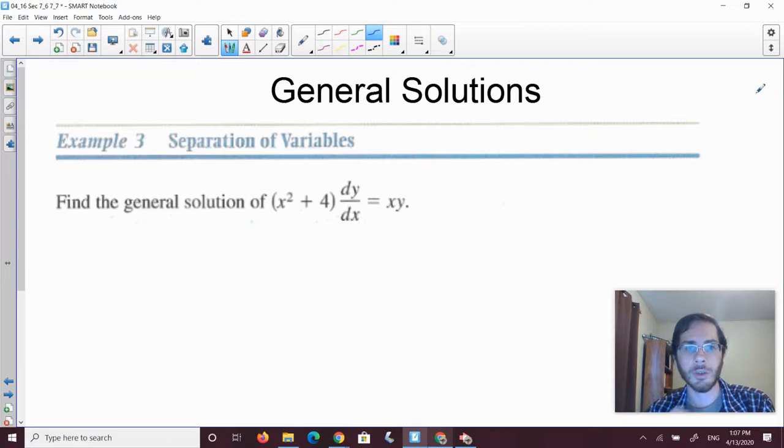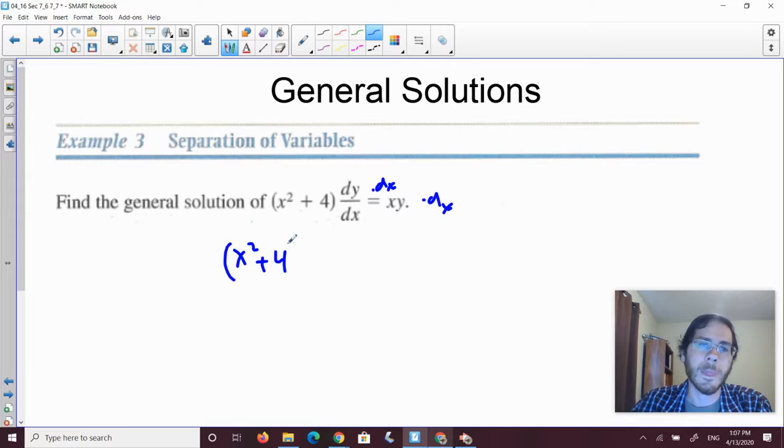So to find the general solution, again, we want to use separation of variables because we see we've got x's and y's. You might think, I'm not sure which side I want to put the y's on. It looks like it'd be easier to move the x's over to this side. But the thing that's in charge is the dy dx, because that's the one that always has to be on top. So this tells me automatically I have to multiply both sides by dx. That gives me (x squared plus 4) dy equals xy dx.